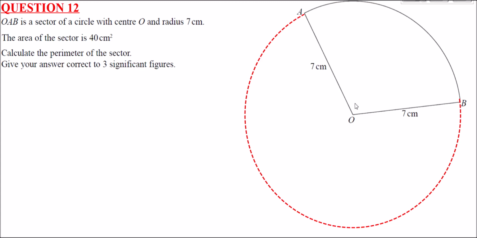Is it a third? Is it a quarter? Is it something else? So we need to work out this angle in the middle, which I'm going to label theta. So at this point, we need to recall the formulae for both circumference and area of a circle.